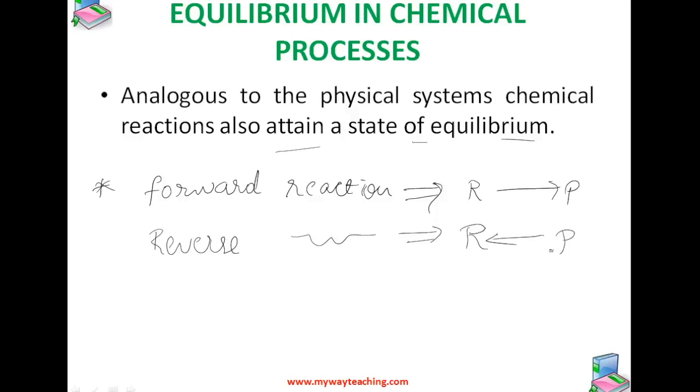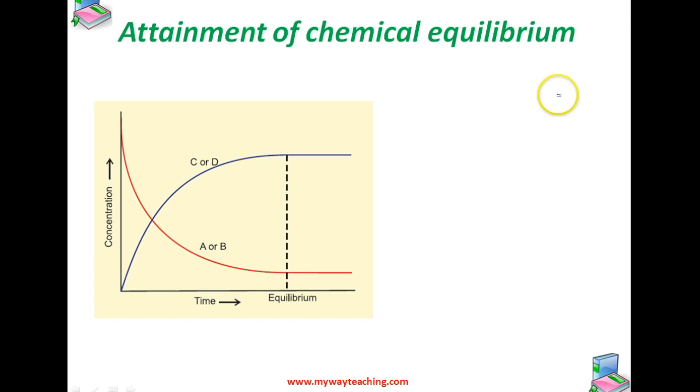For better comparison, let us now just consider the general case, a reversible reaction. Consider the general equation A plus B to C plus D. With the passage of time, there is accumulation of the products C and D and depletion of the reactants A and B. This leads to a decrease in the rate of forward reaction and an increase in the rate of reverse reaction.